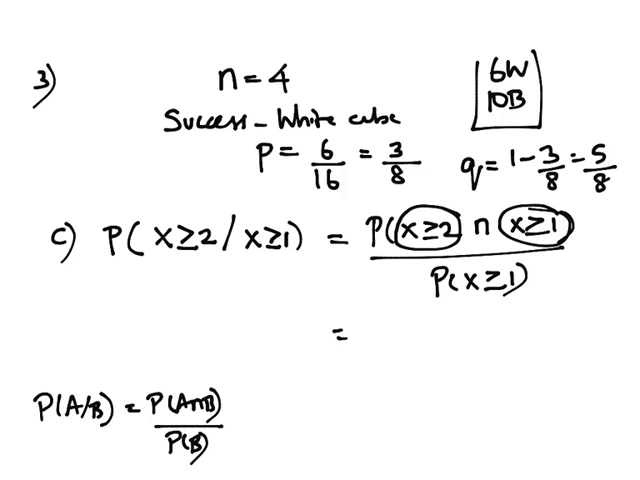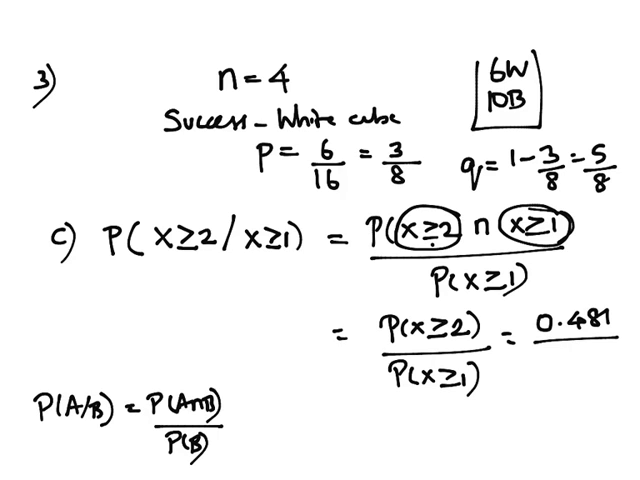Very simple. Now what is the intersection of this and this, students? X greater than or equal to 2 means 2, 3 and 4. X greater than or equal to 1 means 1, 2, 3, 4. So the common part is 2, 3 and 4. So P of x greater than or equal to 2 divided by P of x greater than or equal to 1. Now this numerator we have already found, isn't it? That is 0.481.